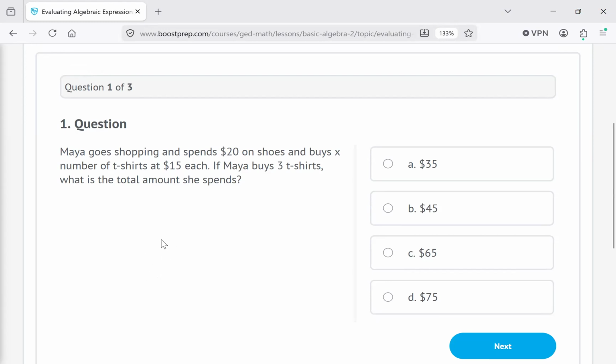But the first step is we have to label our variables, right? So what are we dealing with? We are dealing with shoes and t-shirts. You can use any letters you like. I will use X for shoes and Y for t-shirts. So that's the first step: label your variables. Since we're dealing with shoes and t-shirts, X is shoes and Y is t-shirts. Okay, so Maya goes shopping and spends $20.